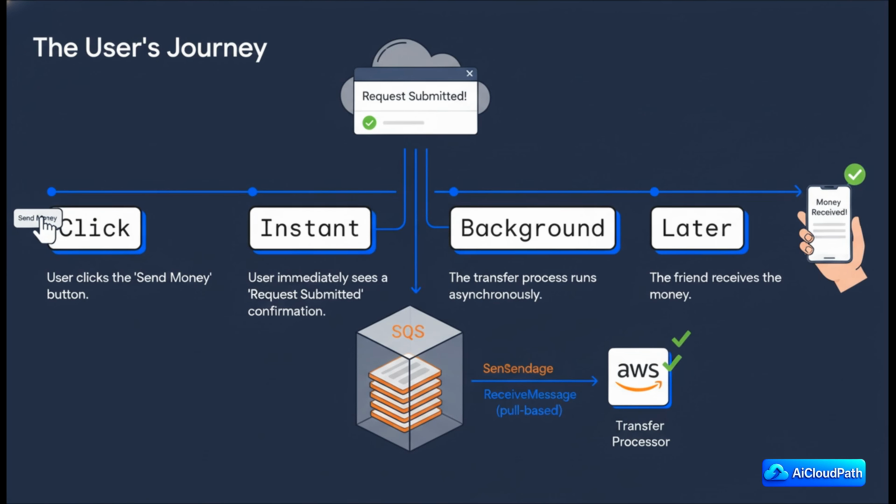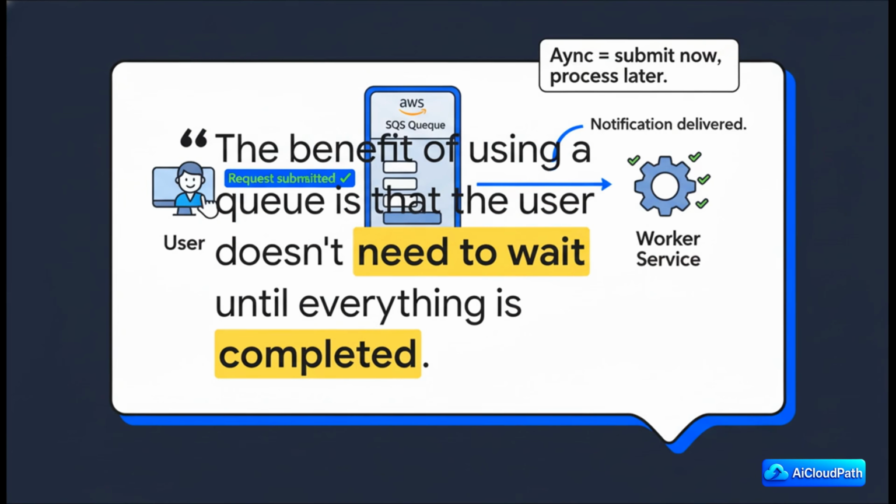With SQS, you get an immediate confirmation, request submitted. All that heavy lifting is happening asynchronously in the background. You get a snappy, responsive app, and a few minutes later, your friend gets the money. It just feels fast. And that right there is the crucial point.